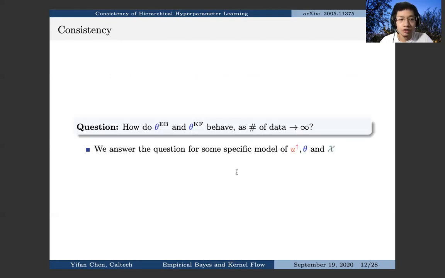Our first question is very simple. How do the two different estimators behave as the number of data goes to infinity? This is a consistency question. And we will answer this question for some specific model of U dagger, theta, and X.